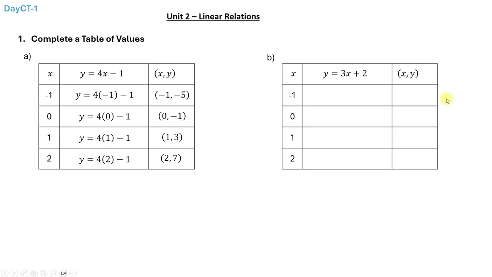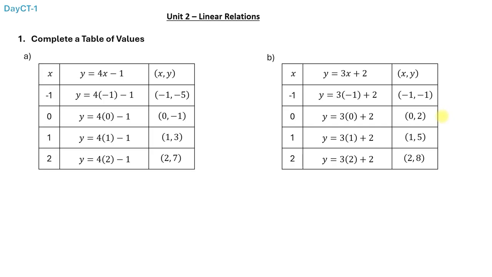So when we plug in -1 for x, we end up with a value of -1 for y. Plugging in 0 for x, we end up with 2 for y. And carrying on, we end up with the following coordinate pairs.